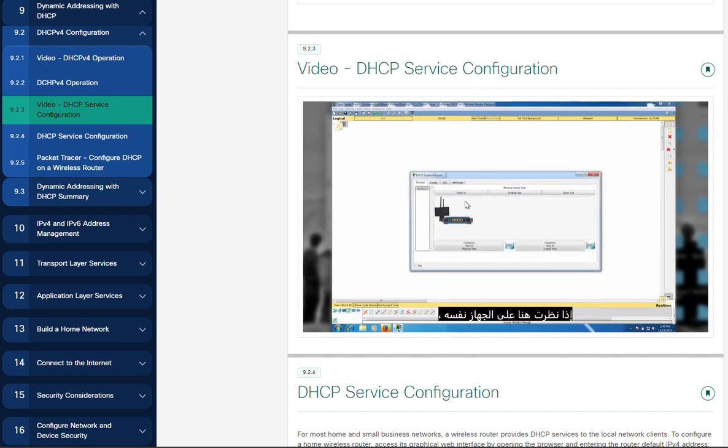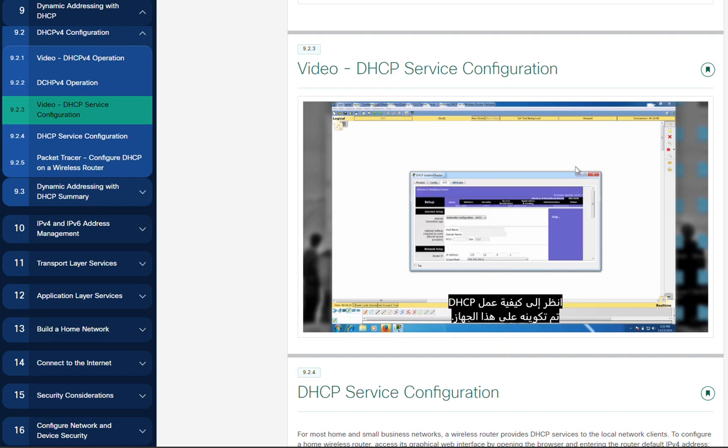If you look here on the device itself, you'll notice that this device has a switch port, an antenna for wireless, and an internet connection. This type of configuration is available on almost every home wireless router. So basically what we're going to do is go in and look at how DHCP is configured on this device.